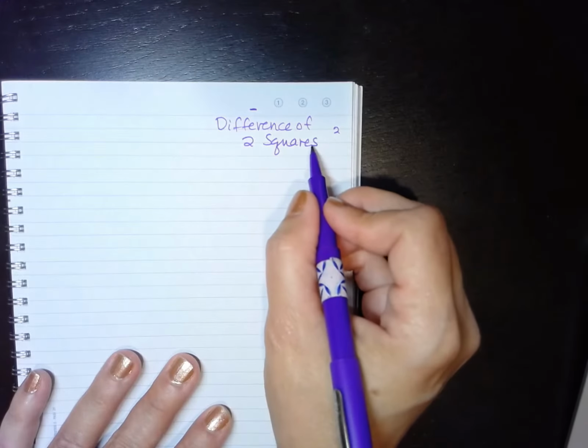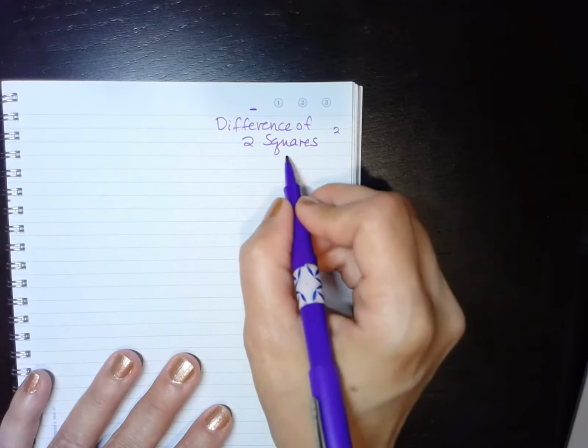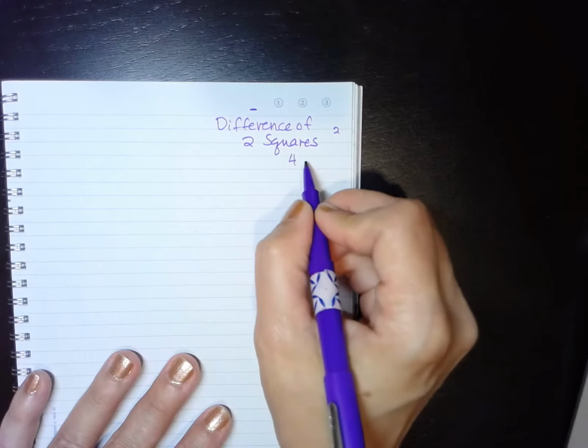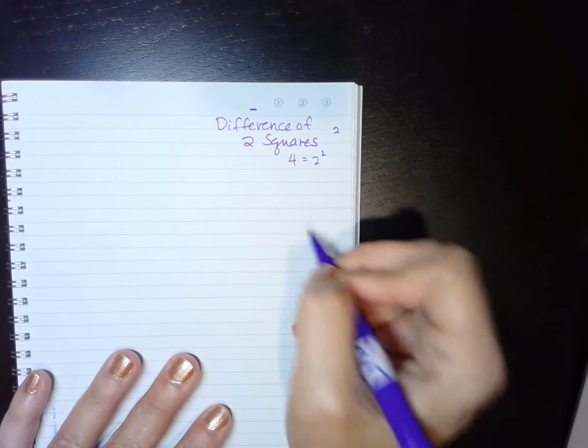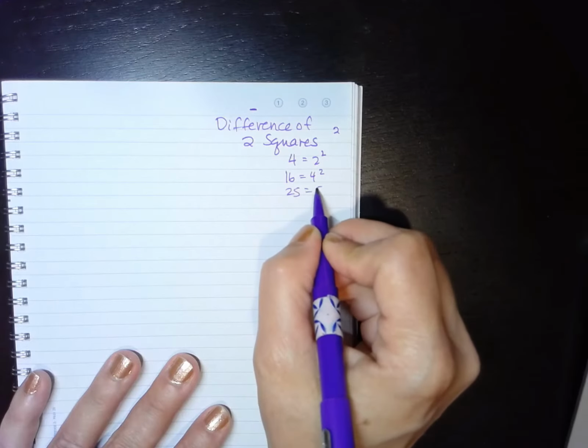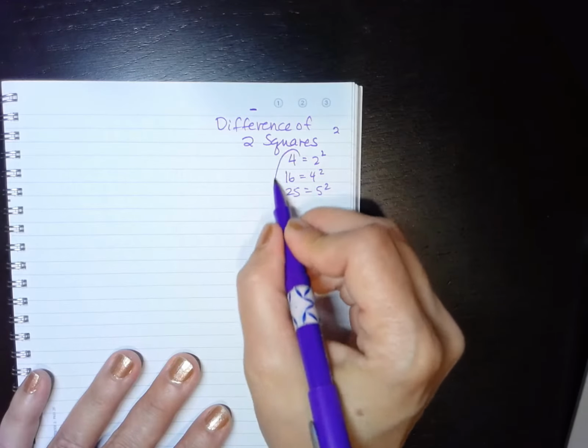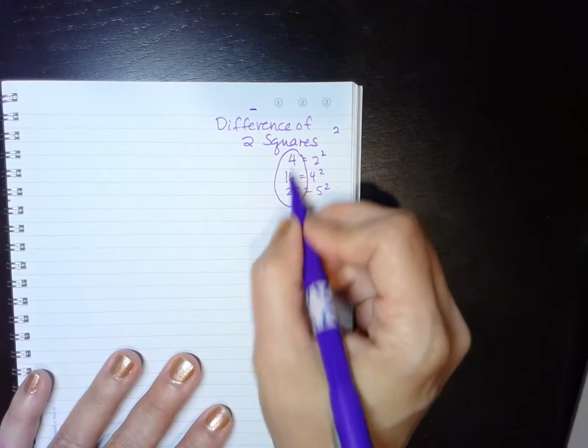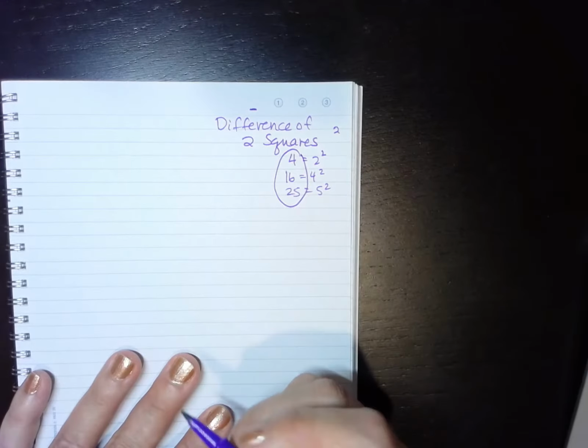So perfect squares, things that are perfect squares: 4, because 4 is 2 squared, right? 16, that's 4 squared. 25, that's 5 squared. These are squares. We call these perfect squares. So you're looking for those kinds of numbers.